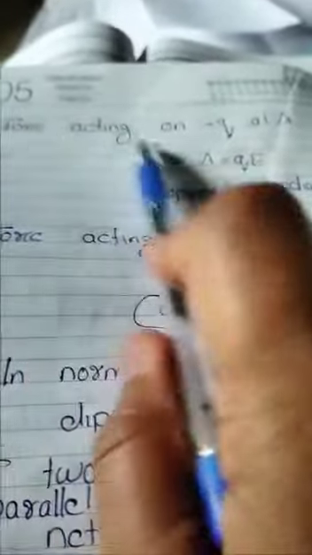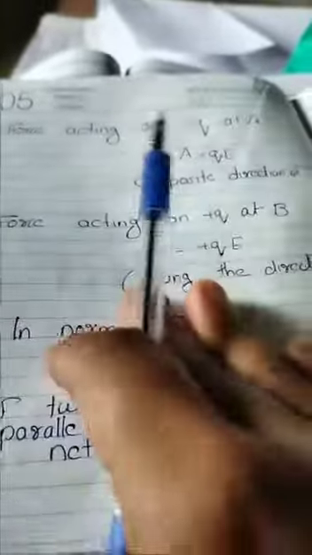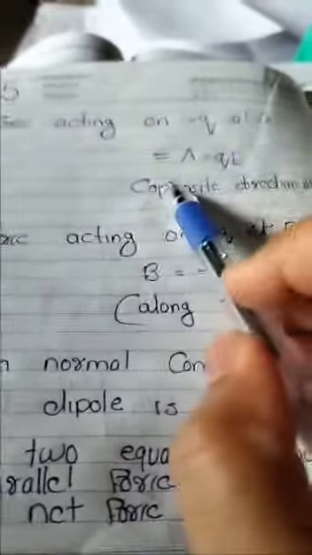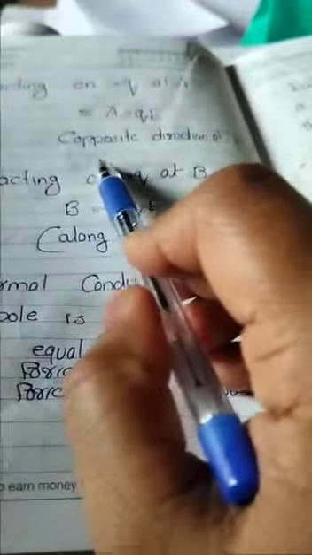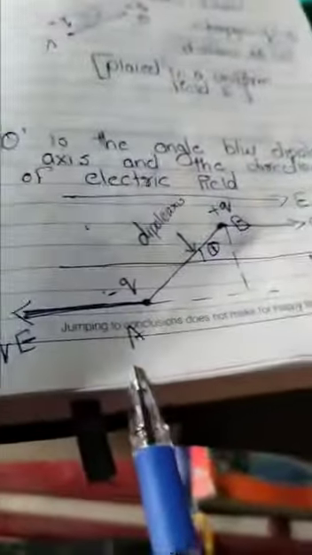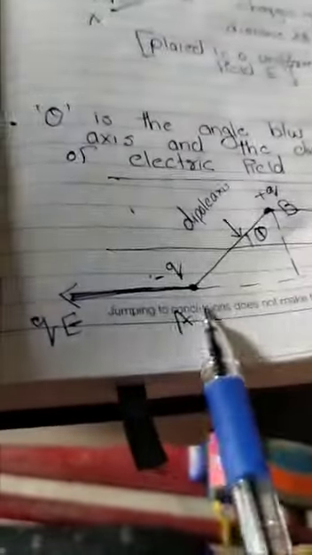So we want to find out the force first. Force acting on minus Q: minus Q is placed at A. So the force acting on minus Q at A equals QE. What is its direction? Opposite to the direction of electric field E. You can see the electric field is in this direction, but at A there is a minus charge. That's the reason the force QE is opposite to E.